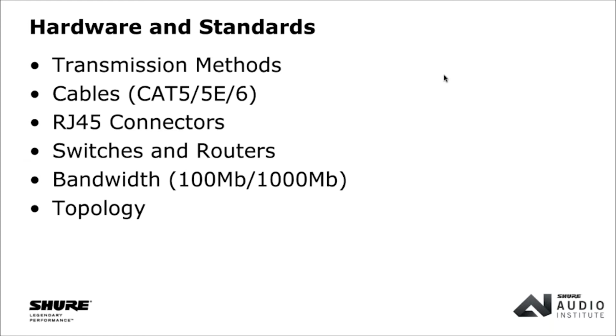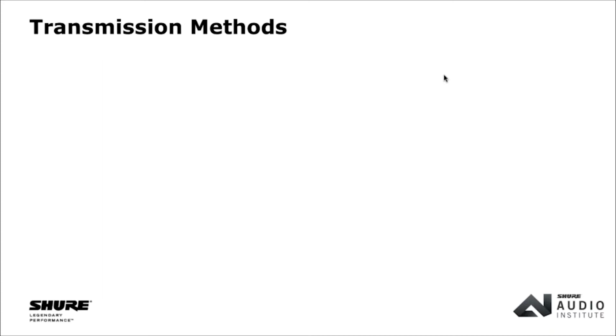In this section, we'll cover transmission methods that are used in Ethernet networking, and then we'll talk specifically about hardware in relation to cables and connectors, switches and routers, which are the backbone of the system, and the bandwidth associated with that, and then a little bit about the topology of your network.